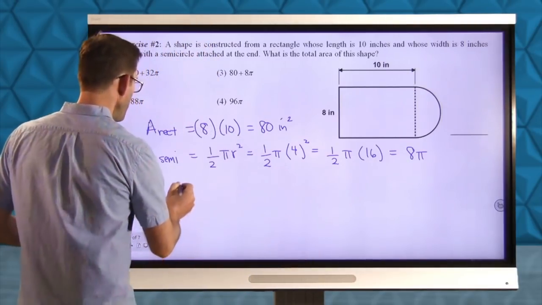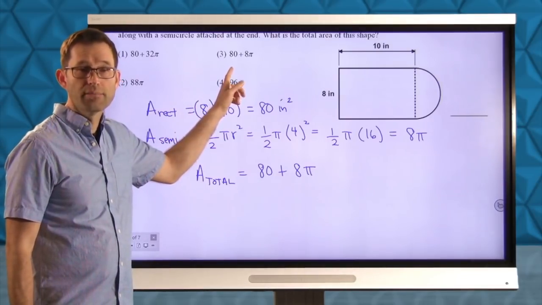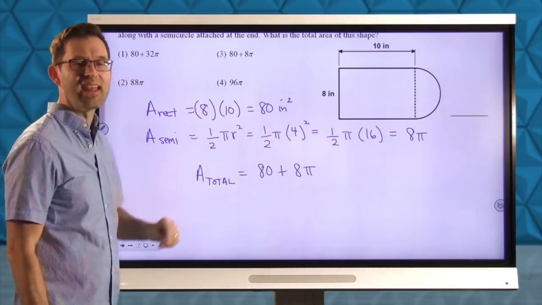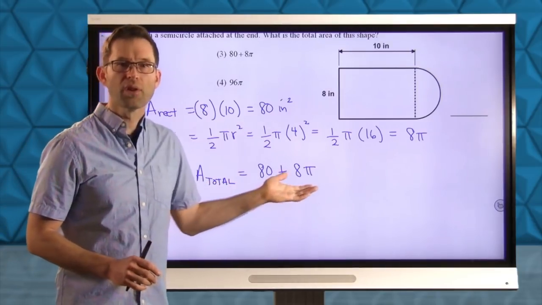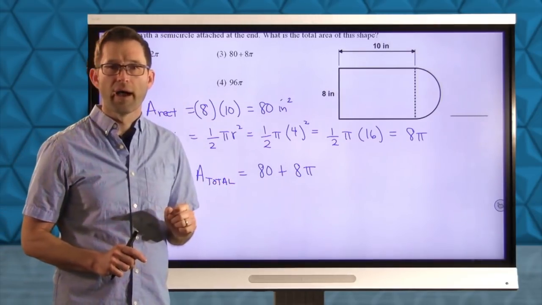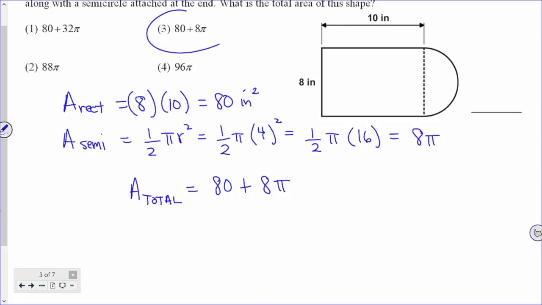But ultimately speaking now, the total area is going to be that 80 plus 8 pi. So let's take a look at our four choices. Well, there's 80 plus 8 pi. So that's actually the correct answer. But what you want to make sure you don't do is choose this 88 pi. It would be tempting to think, oh, I got 80 plus 8 pi, so that's 88 pi. But keep in mind we don't want to do that because the 80 is not multiplying pi. We can't do the addition first and then the multiplication. These two have to stay as separate terms. So our final answer here is choice 3.